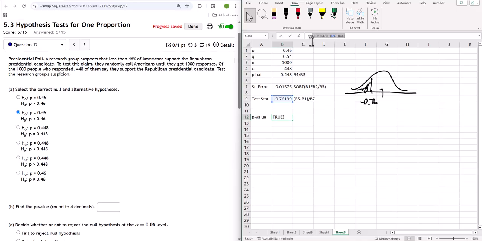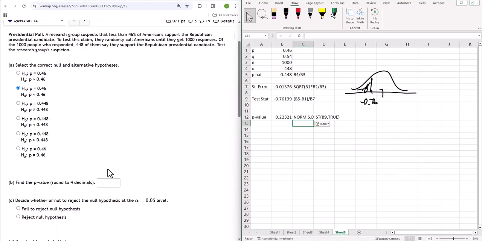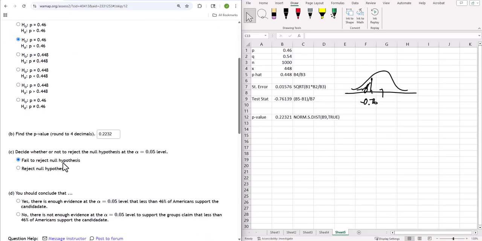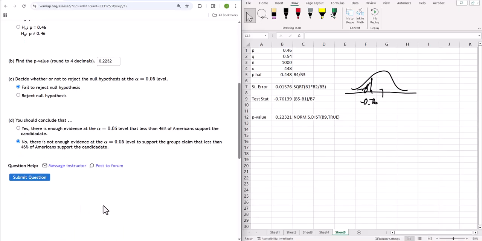And I don't know if we were given an alpha. Nope, here comes alpha. So 0.2232. Decide whether or not to reject the null hypothesis at the alpha equals 0.05 level. So again, we are greater than alpha, so we do not reject. We fail to reject the null hypothesis. And if we fail to reject, then there is not enough evidence.